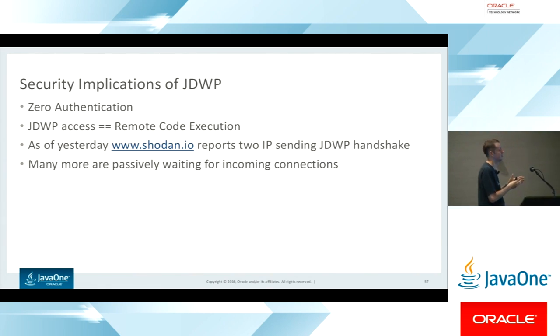But also it's a huge security risk. There's no authentication whatsoever on the wire protocol. So if you set it up and say, I want to listen on this socket, that means anyone can connect to it without any authentication. And it's absolutely trivial, once you have debugger access to a JVM, to completely own the system.